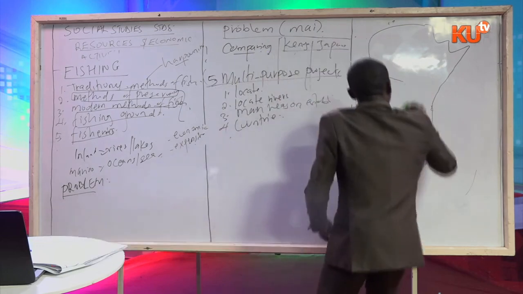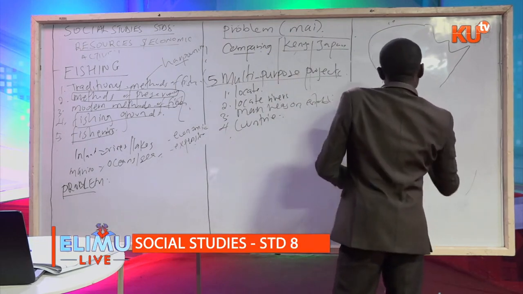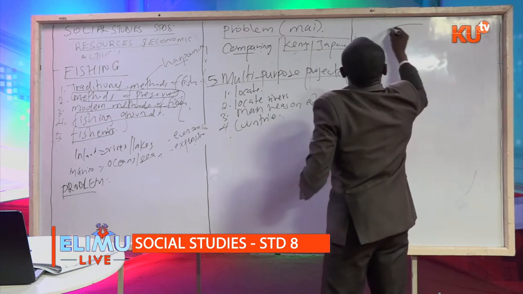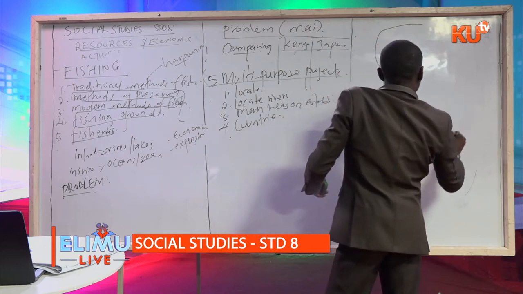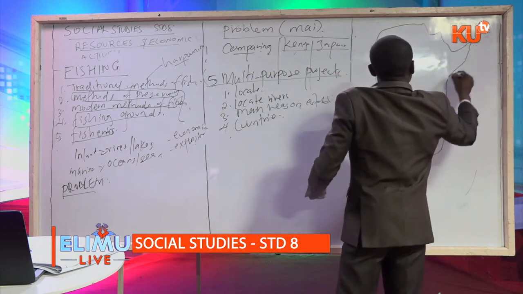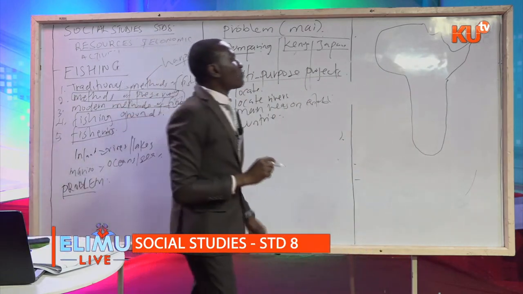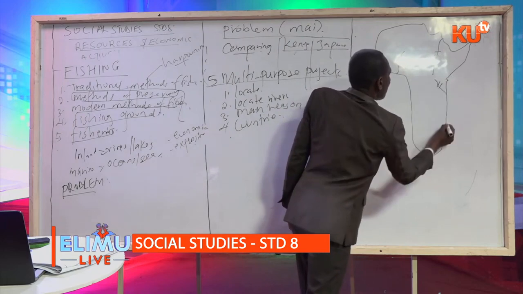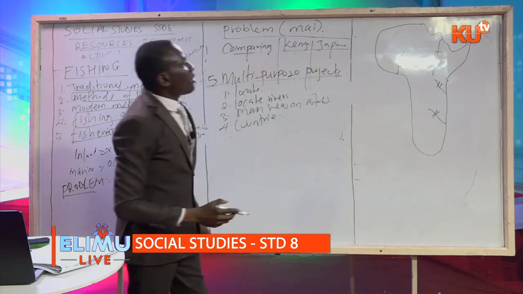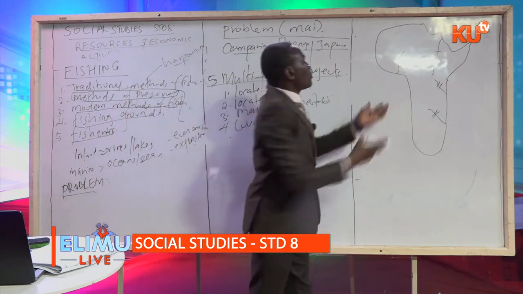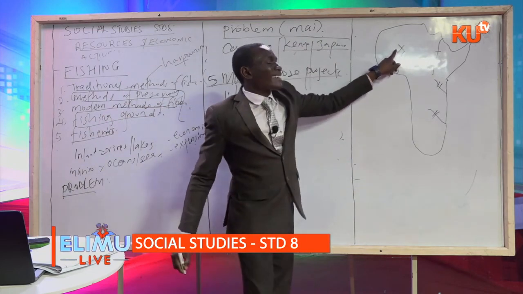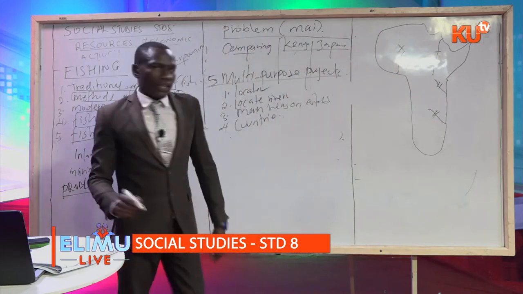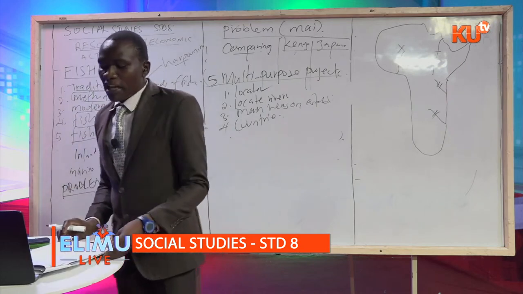If the examiner draws for you the map of Africa, for example, here, and then they put an X here, then also we have another one here, and another one, and then we also have another one. Now, look here. If we are at the main function of this marked X, the main reason for establishment of this X, first of all, you cannot be able to know before you do what? You locate them. And we have already seen them on the screen, on the multipurpose river projects.